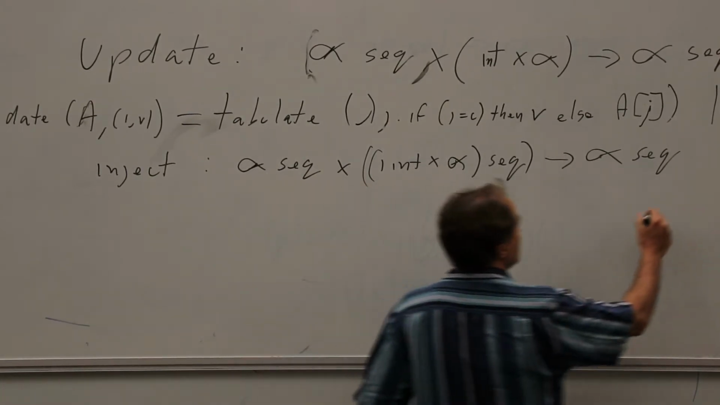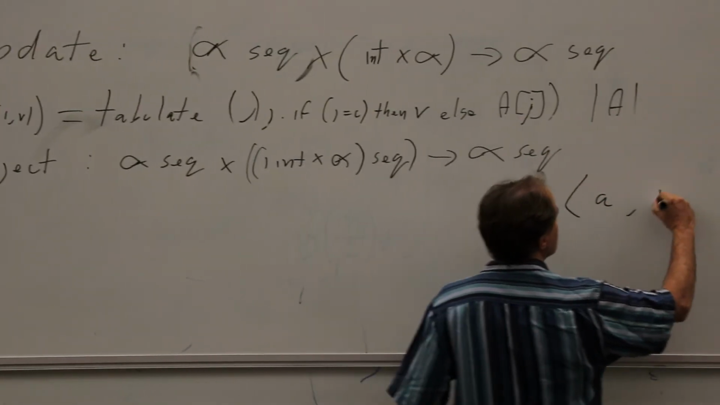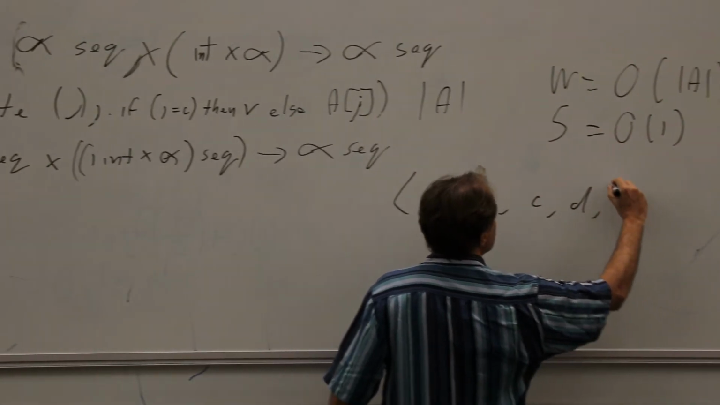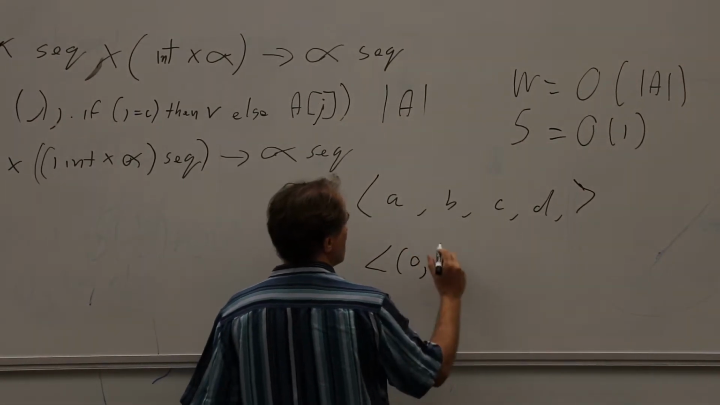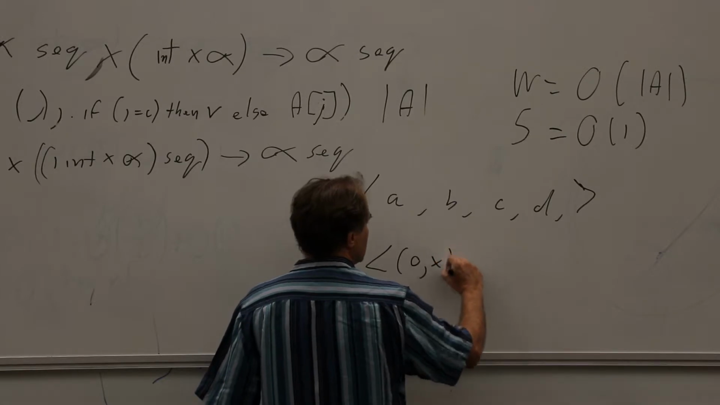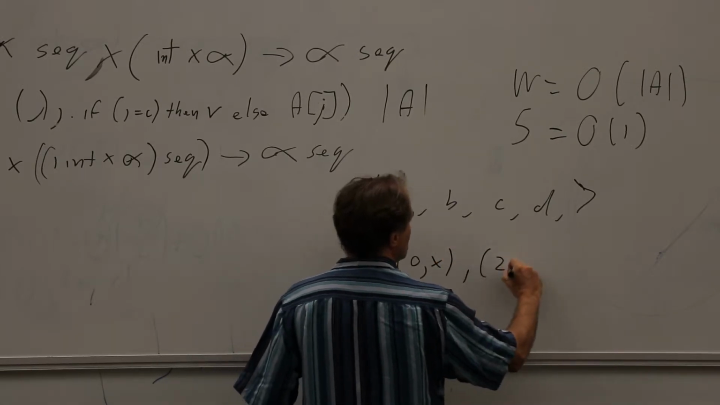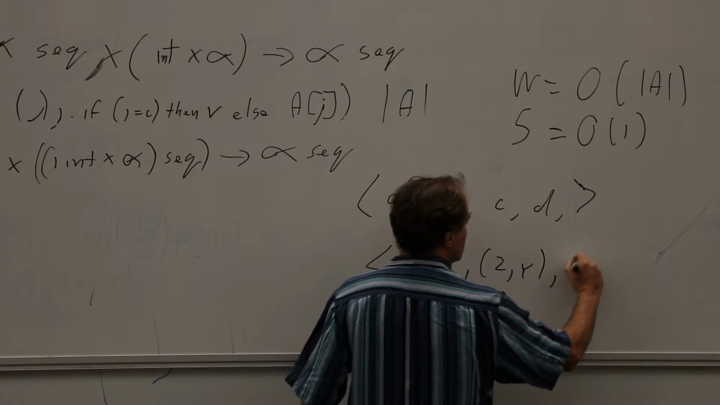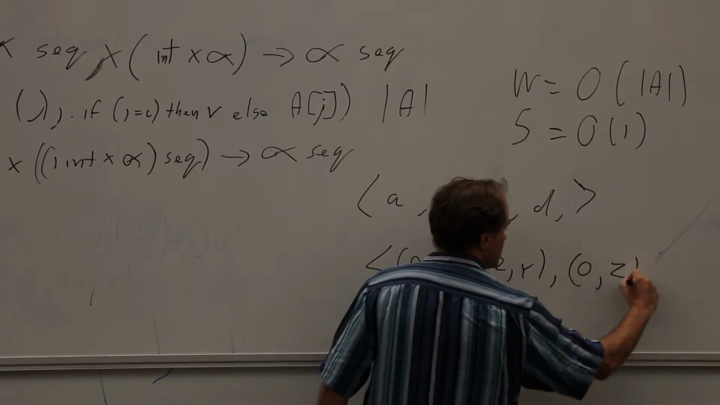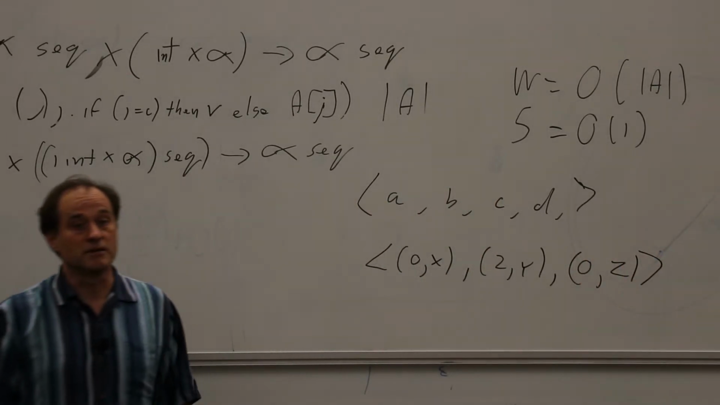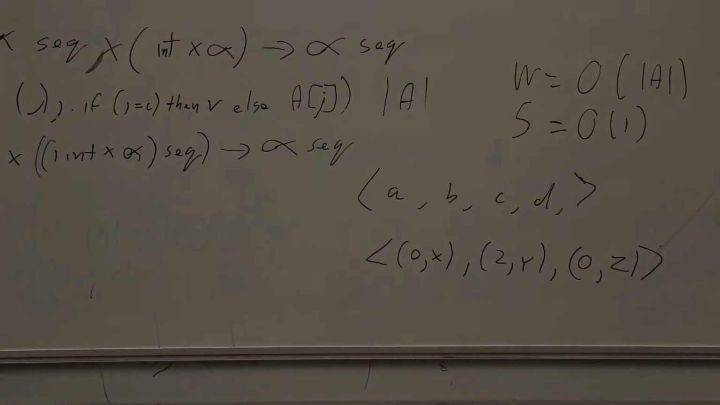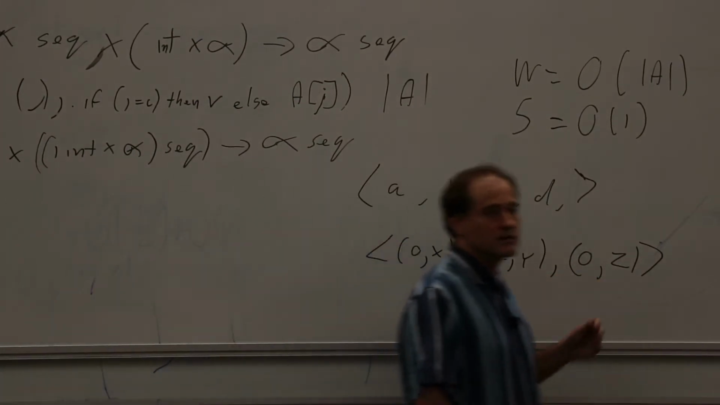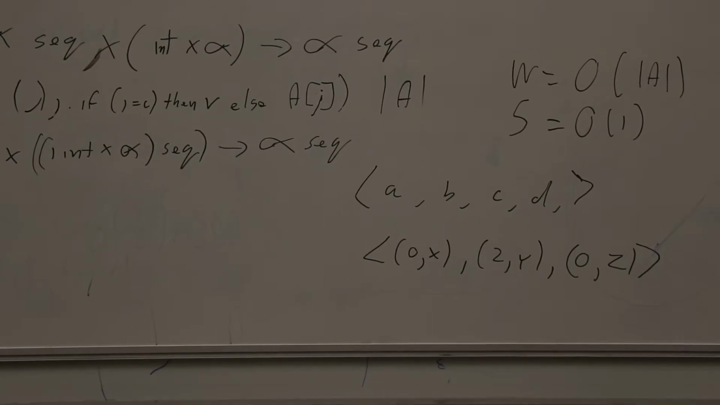I could have a sequence which is A, B, C, D. I say update. My updates could be at location 0, update with an X. At location 2, update with a Y. And at location 0, update with a Z. Right? That could be an input. And so I have to define that. And the way we define that is the last one wins. So if there's a contention here, we're going to say this Z wins. It's sort of arbitrary. We could say the first or something.